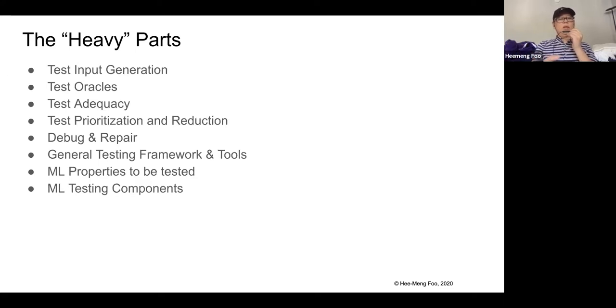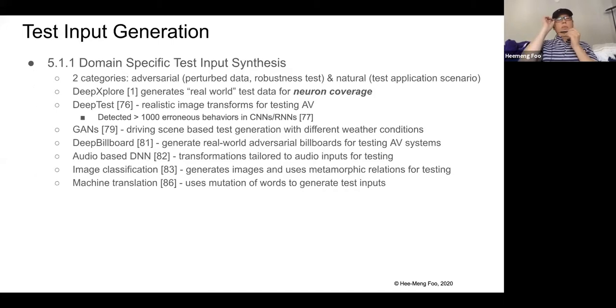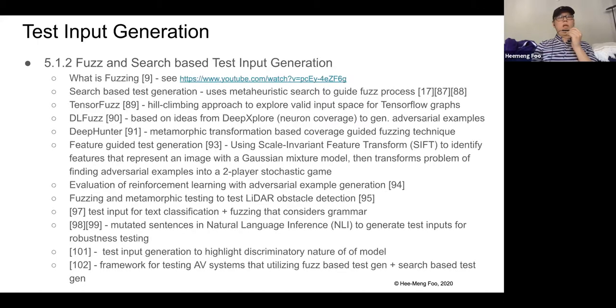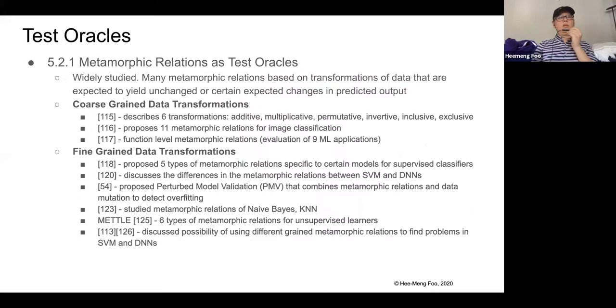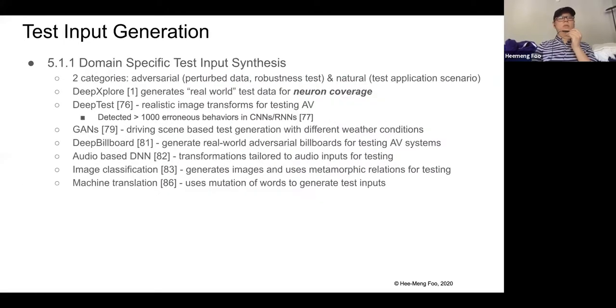Then debug and repair, general testing frameworks and tools, ML properties to be tested. Remember the 6 or so properties I mentioned previously. So they have classified them into those categories, and then ML testing components. So I will go really, really quickly so that we don't take up too much time. Okay, so test input generation. So they've classified into domain-specific, fuzz, search-based test input generation, symbolic, synthetic data, and so on. So let's just briefly touch on this.